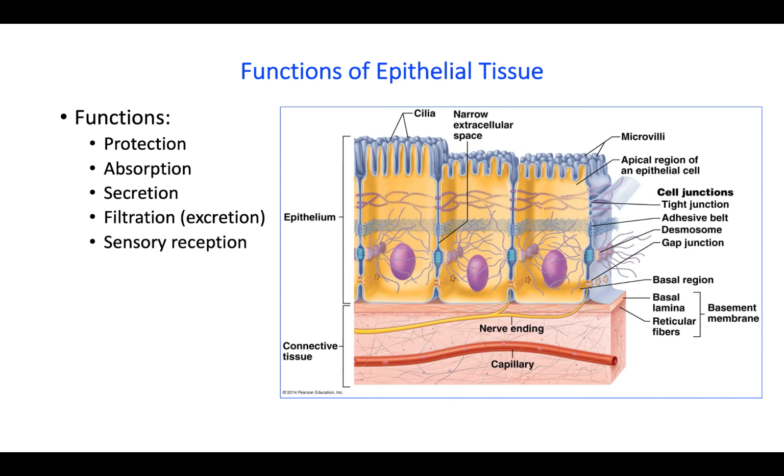Another function of epithelial tissue is sensory reception. For example, the taste buds in the mouth allow you to have a sensory function.